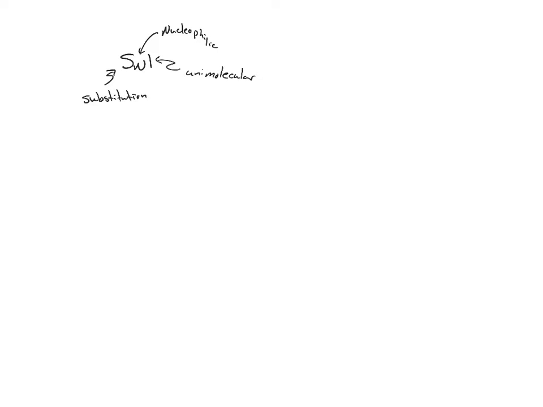What does unimolecular mean? The rate, one molecule, very good. So the rate determining step is based on one thing, okay? So now that we know what a nucleophilic substitution is, I'm going to draw the mechanism for how this occurs.